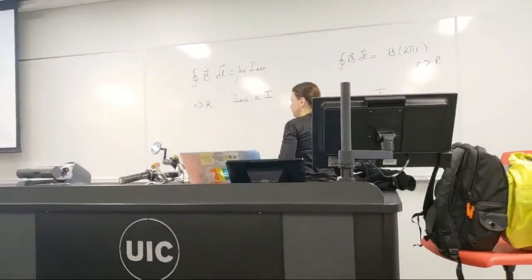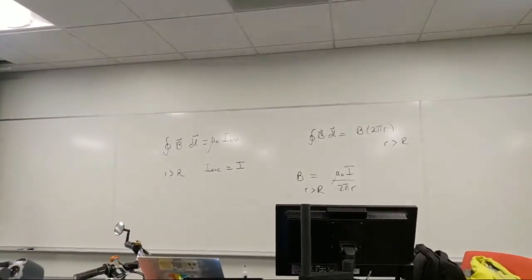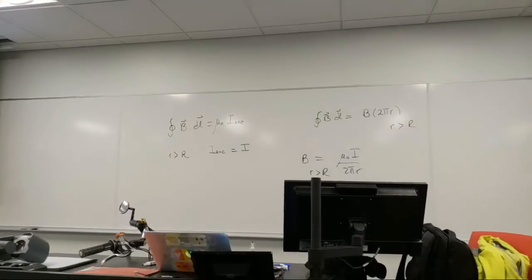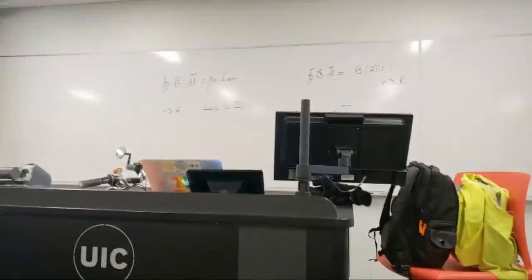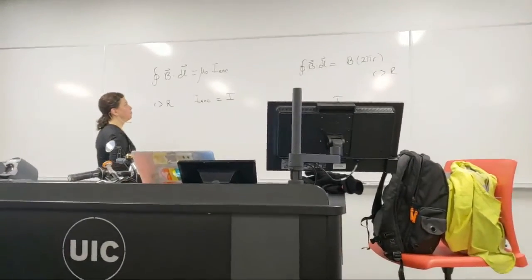Why does 2 pi r move to the denominator? Because I want B, the magnitude of the magnetic field.